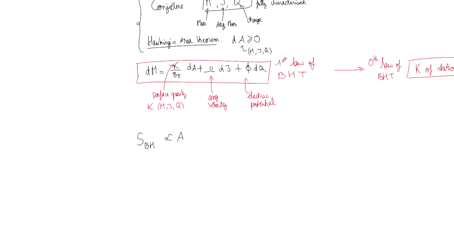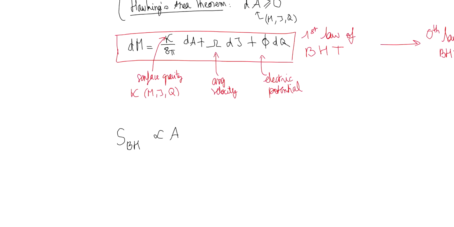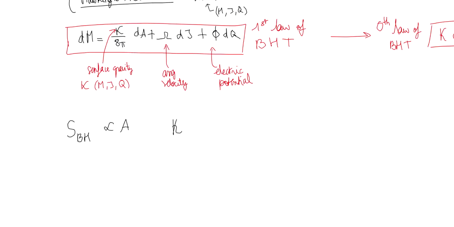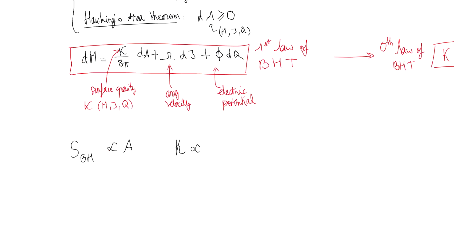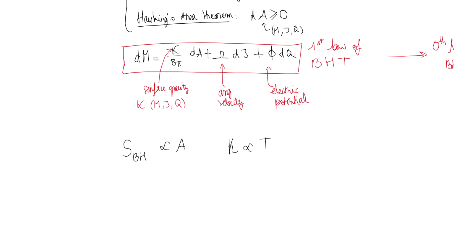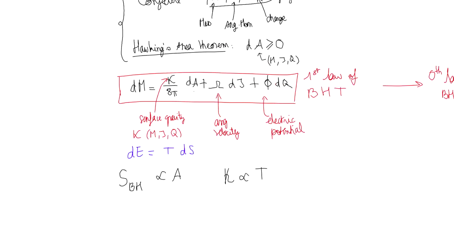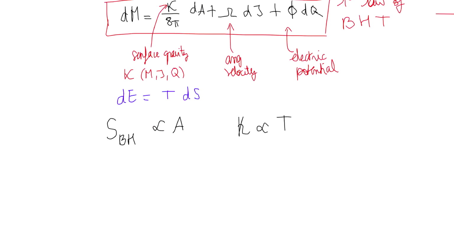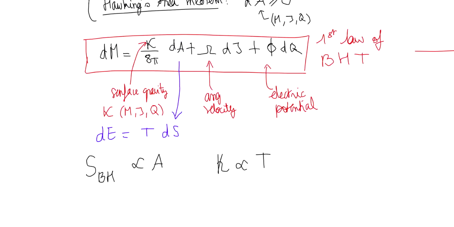So we're tempted to say that its entropy must be proportional to its area, and therefore kappa, as we see here in this relation, must be proportional to temperature. This is because this first law of black hole thermodynamics can be compared with the first law of thermodynamics. So we know that M, the mass, is equivalent to energy, and the thermodynamic first law is dE equals TdS. So we see that we can relate S to A, entropy to area, and we can relate kappa to the temperature.